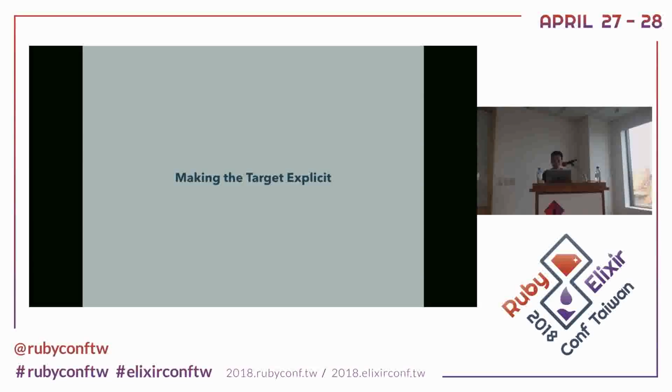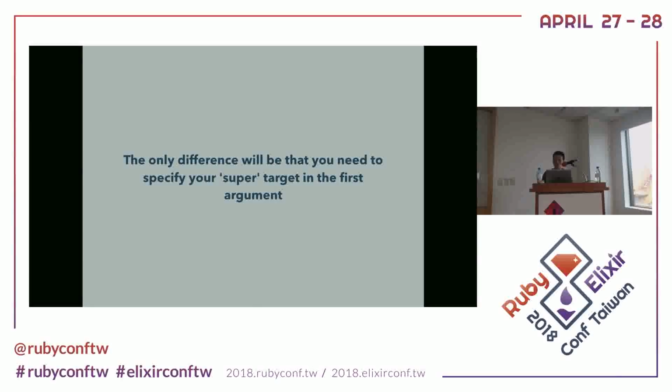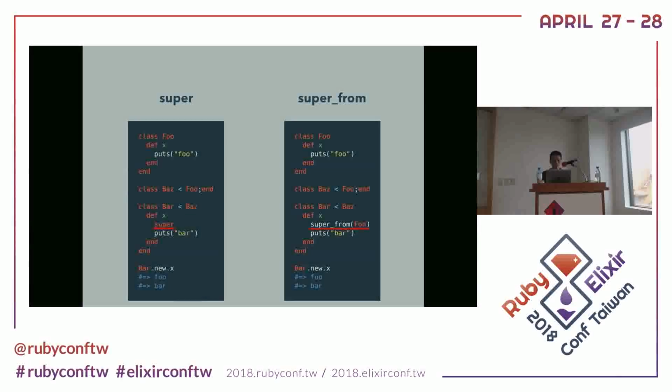And the second approach I want to experiment with is making the target explicit. To be more clear, I want to experiment with it on the super keyword in Ruby. Actually, I want to replace super with super_from, like this. The only difference will be that you need to specify your super target in the first argument. You can see that you need to pass the Foo class to super_from.